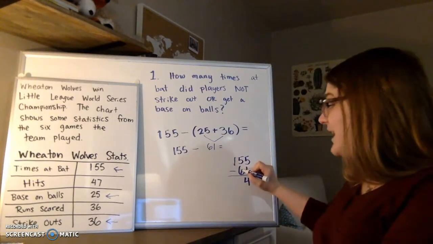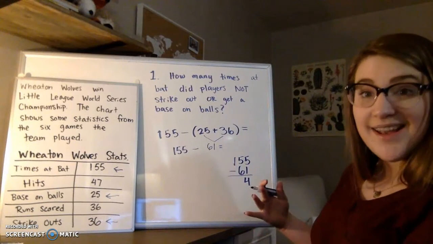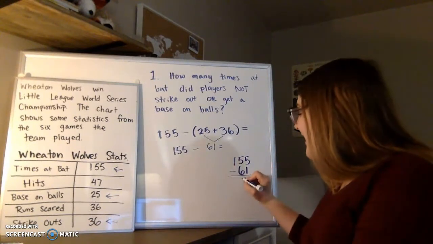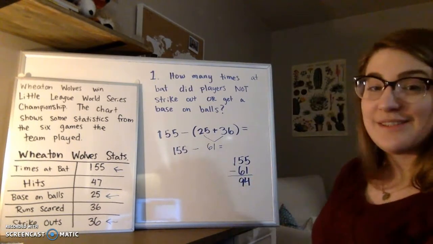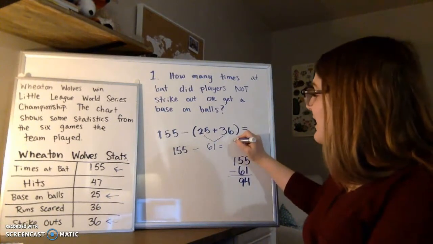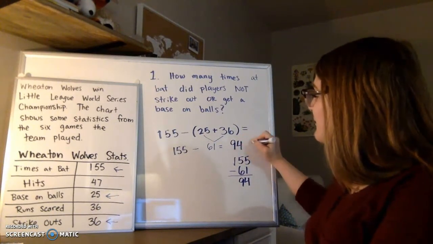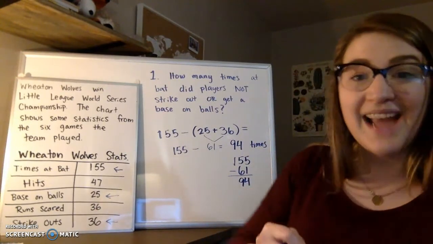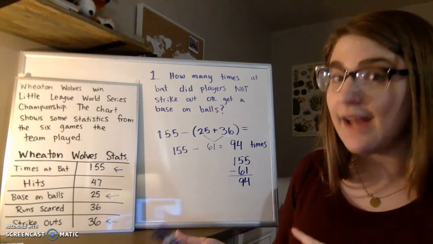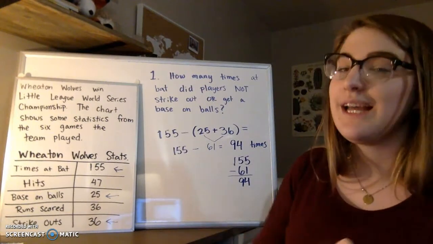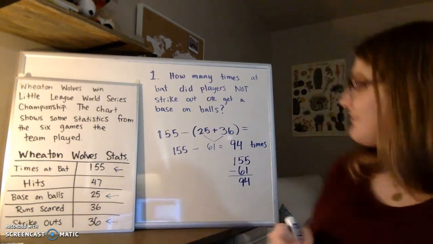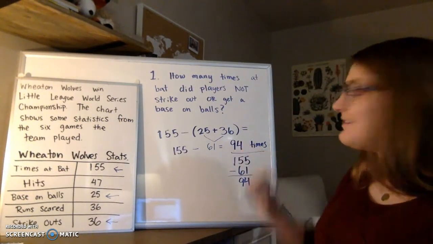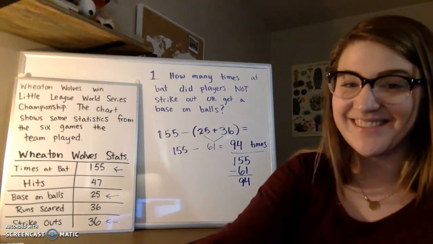So 15 minus 6 is what? 9. Okay, so our answer is going to be 94 times. Because there were 94 times that they were at bat, that they did not strike out, and they did not get a base on balls. So there's our answer to that first question.